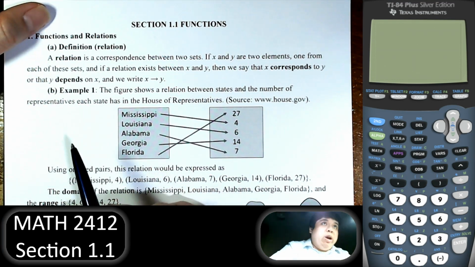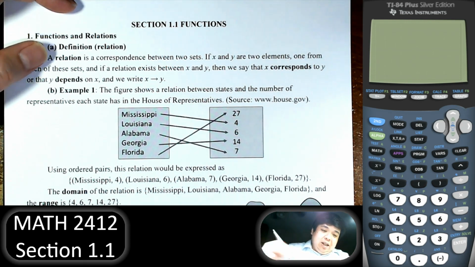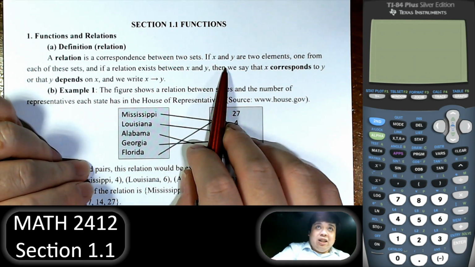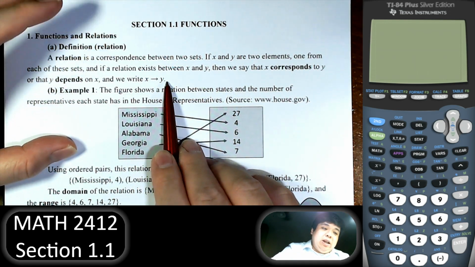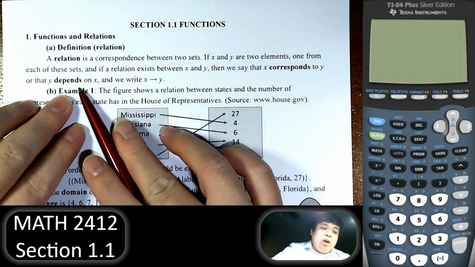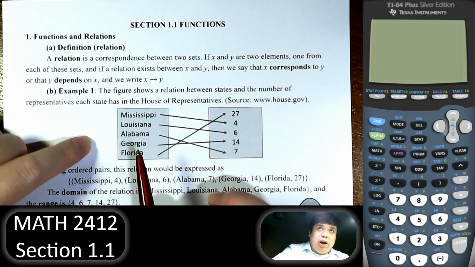So, function and relation. A relation is a correspondence between two sets. If we have x in the first set and y in the second set and they are related, we're going to write x to y. In this case, we say that x corresponds to y, or y depends on x, and we write x with an arrow to y.